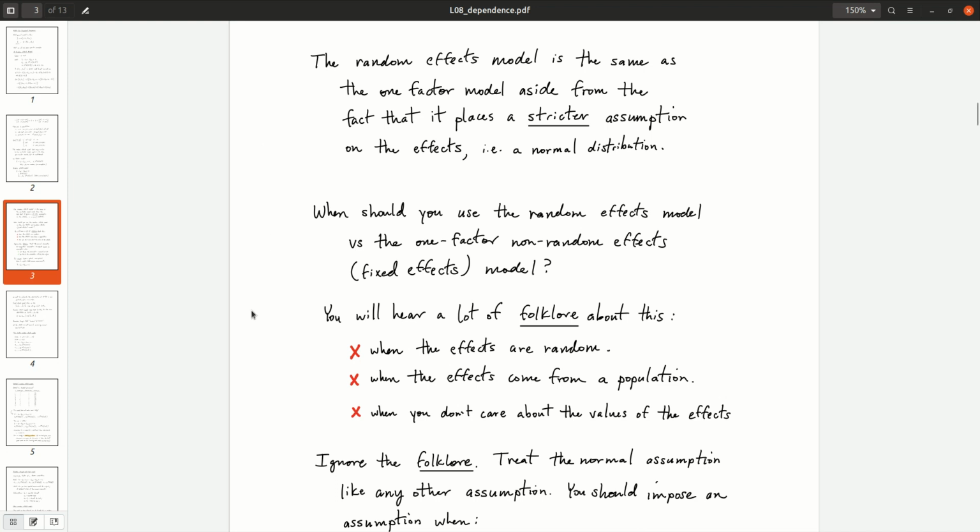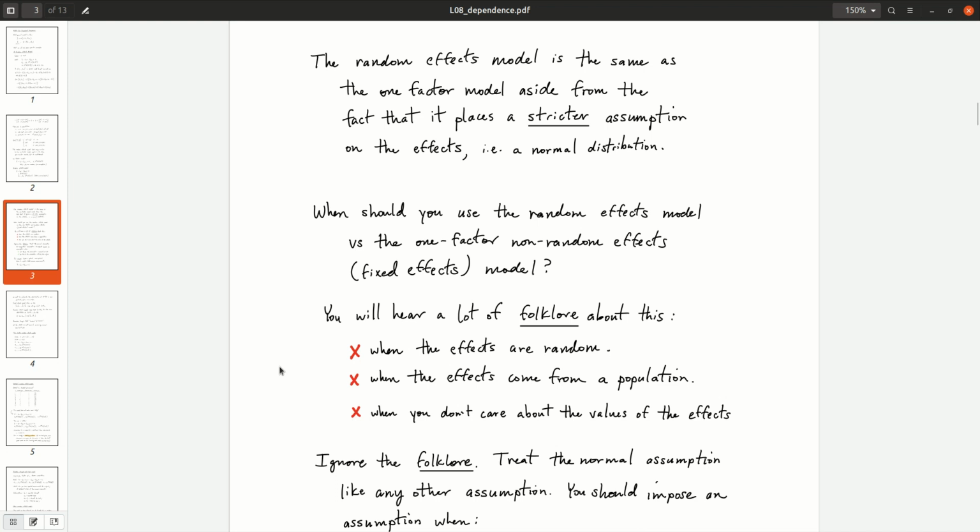Now, for this question, you will probably hear a lot of folklore. So you will hear things like, you should use the random effects model when the effects are random, or you should use the random effects model when the effects come from a population, or you should use the random effects model when you don't care about the individual values of the effects. So I'm here to tell you that this is folklore. A lot of people will say these things, but I think there's really no good justification for using these as reasons to fit a random effects model.